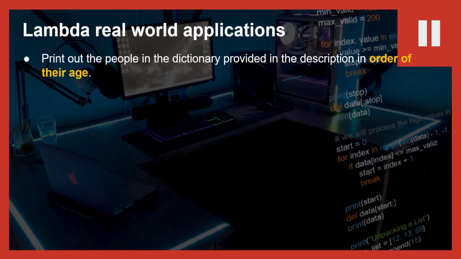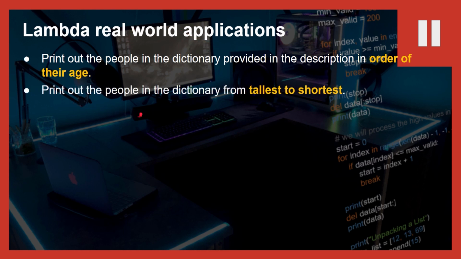First of all, you'll need to print out the people in the dictionary provided in the description in order of their age. Whoa, we're working with dictionaries now. Dictionaries, crazy. You'll have to try your best at doing that. Next, you'll need to print out the people in the dictionary from the tallest to the shortest. There's going to be a bit of a trick in here that you'll need to find, but if you can do the first one, I think the second one is manageable. Again, remember, read the sorted documentation to find what you need.